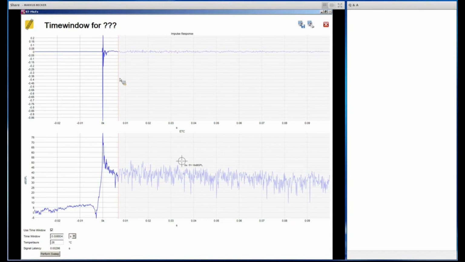It's an iterative procedure which is necessary to really come to the point where the frequency response of my reference speaker has been perfectly linearized and equalized.